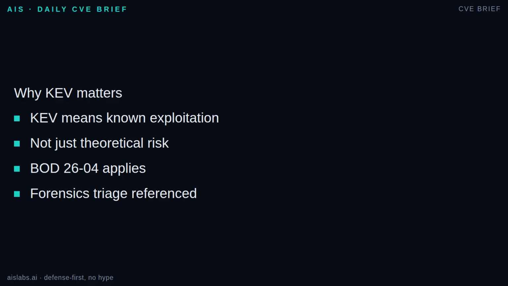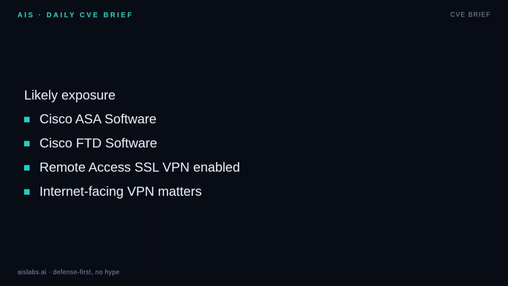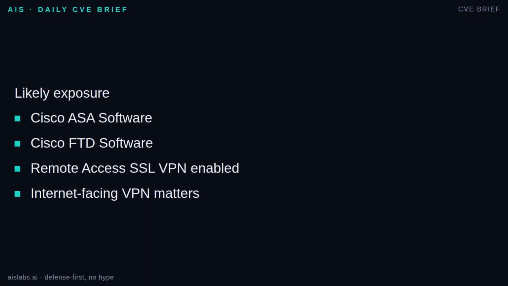The required action says to apply mitigations in accordance with vendor instructions, while aligning with BOD 2604 risk-based update guidance and CISA's forensics triage requirements. The affected product family is Cisco Secure Firewall ASA software and Cisco Secure Firewall Threat Defense software. The vulnerable service named in the description is Remote Access SSL VPN. So the first concern is any ASA or FTD device running that service, especially if it is reachable from the internet. These appliances are often used as perimeter firewalls, VPN gateways, and security enforcement points. That makes them high-value infrastructure, even when the flaw is only a denial of service.